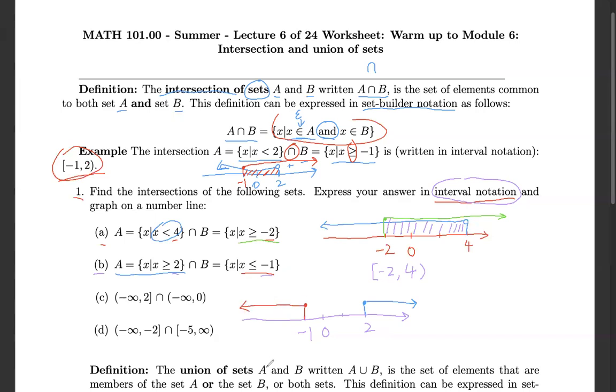Do they have intersection? No, because we see from -1 to 2, this is empty. So those numbers don't belong to A, don't belong to B. And A goes from 2 to positive infinity. And B goes from -1 to negative infinity, right? This is negative infinity. This is positive infinity. So those two have no intersection.